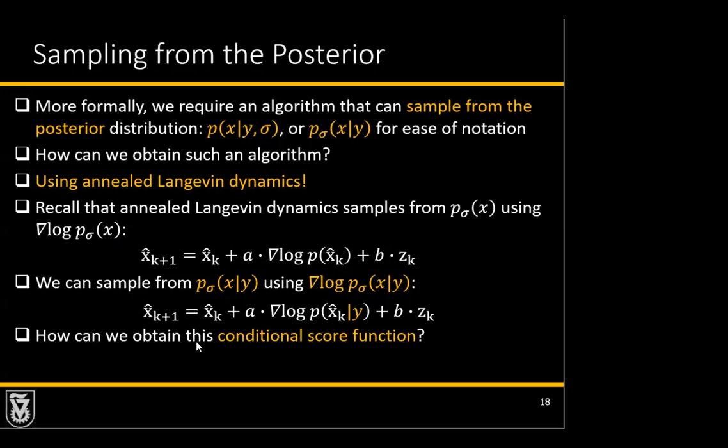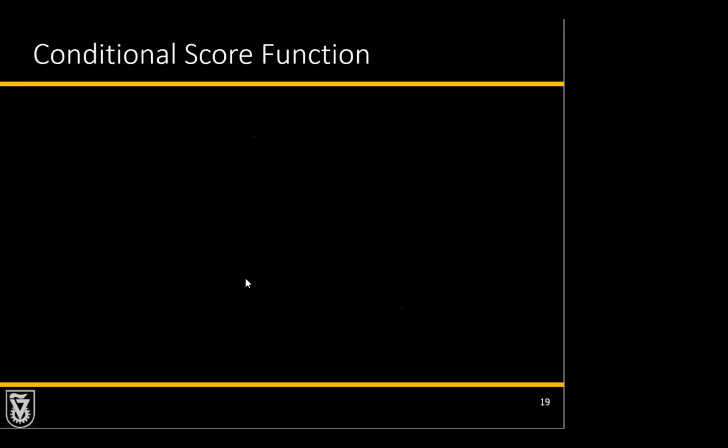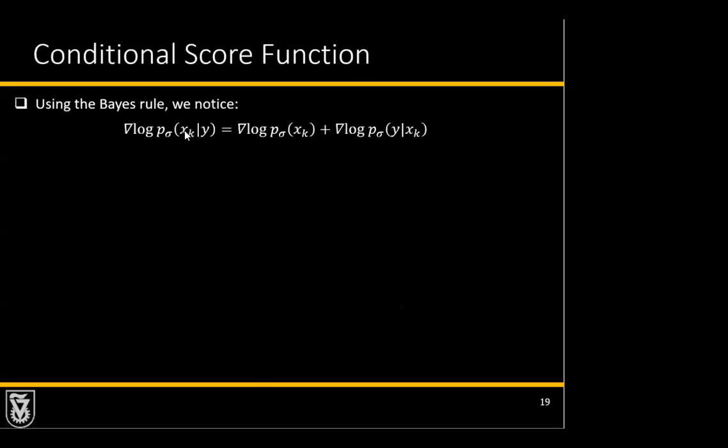But we still don't know how to get it, right? We know that this algorithm will give us a sample from the posterior distribution, but we still need to derive this conditional score function, the gradient log of P of x given y. So we use the Bayes rule for this. The Bayes rule will help us write y given x and not x given y, and it will add this gradient log of P of x. Now this is the original, blurred score function that can be approximated using a denoiser. We can get a very good approximation for it.